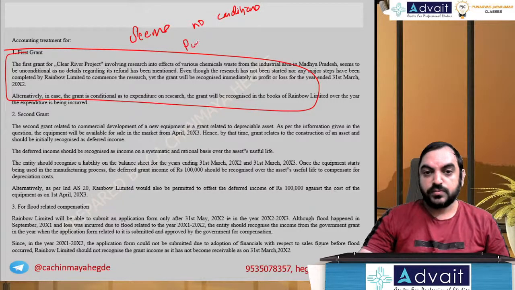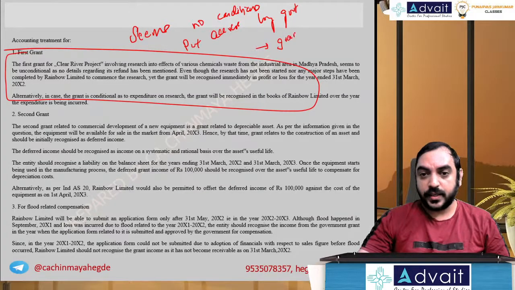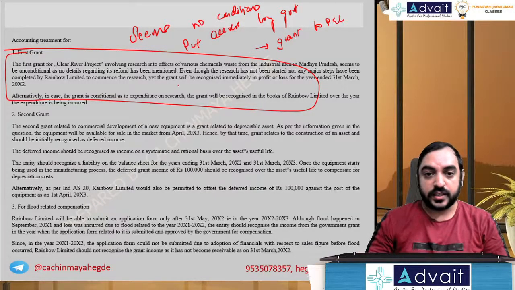put across by government, or it is unconditional. So grant is recognized immediately. Grant is taken to P&L account immediately. You can see it. Grant is recognized immediately in P&L account.